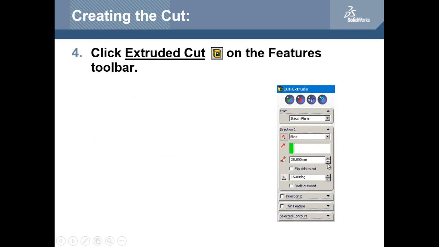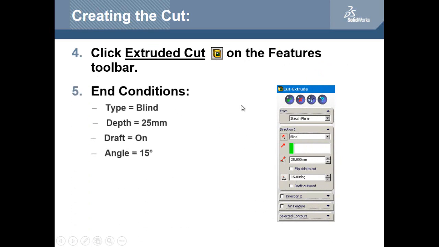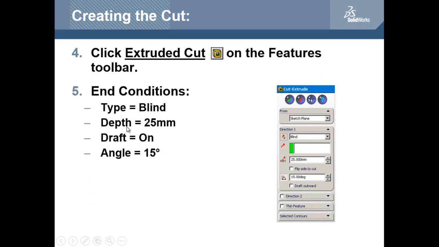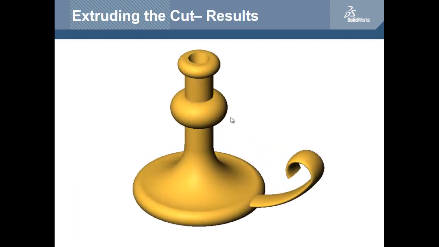So we have blind, we have a distance of 25, then we add an angle in here. End conditions: type is blind, depth is 25, draft is on, angle is 15 degrees. Then click OK. There you go.